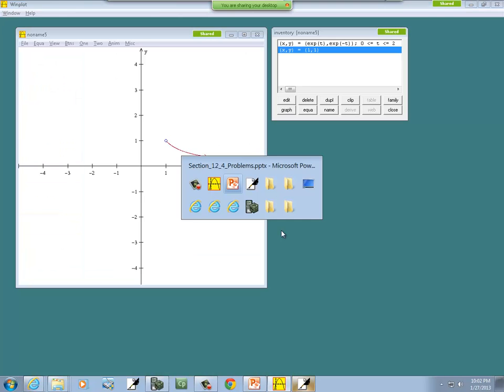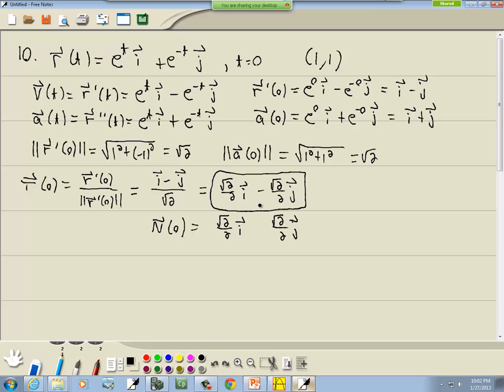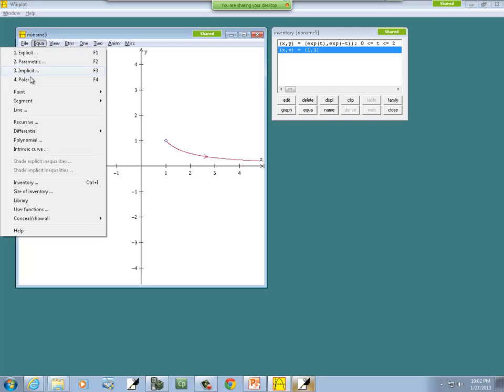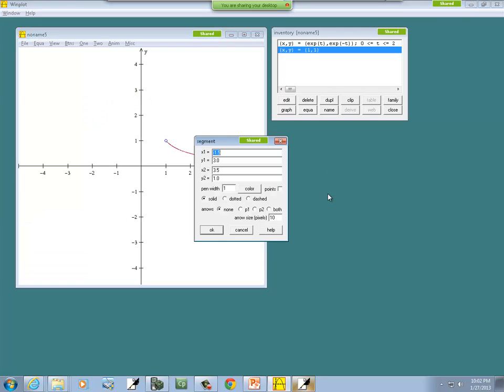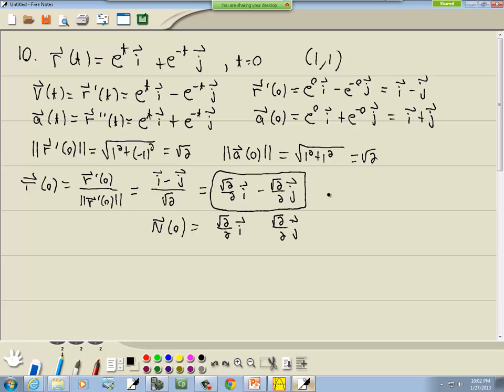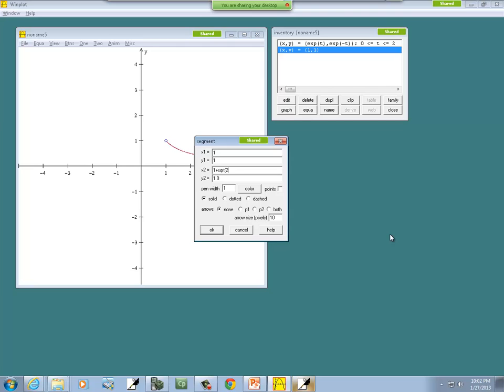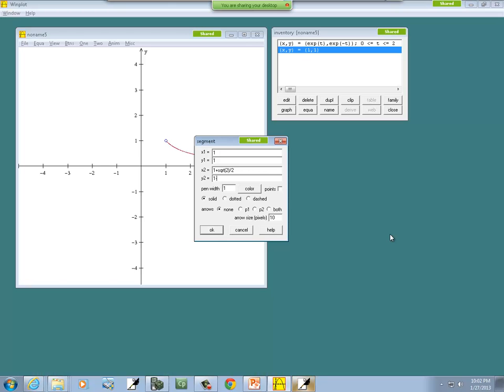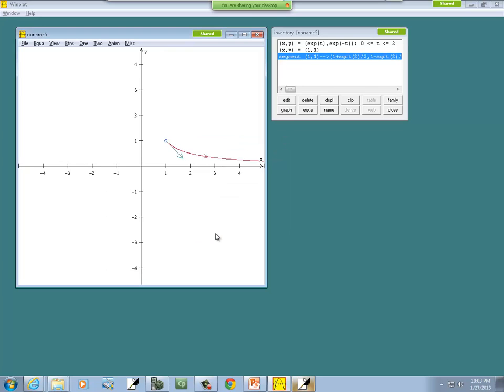Now our tangent vector. We just came up with this right here. So I'm going to choose equation, choose segment, xy. Starts at 1, 1. And then x2 will be 1 plus the square root of 2 over 2, whatever's before our i. I'm looking at my tangent vector here. And y2 will be 1 plus negative square root of 2 over 2. So I guess 1 minus the square root of 2 over 2, like that. And I'll put an arrow on that, and arrow size will do 14. Click OK.